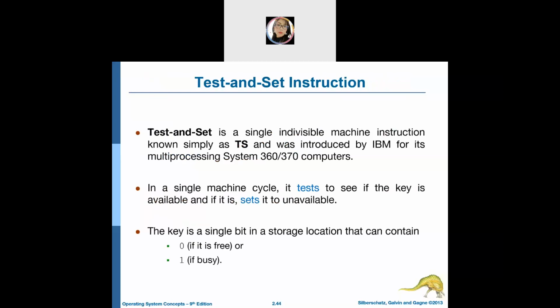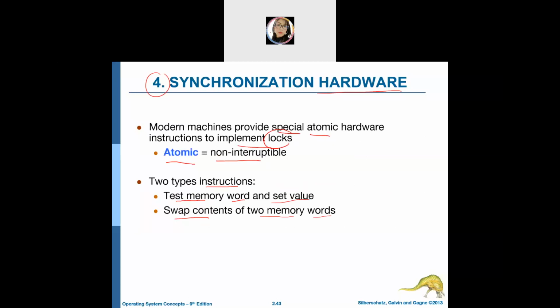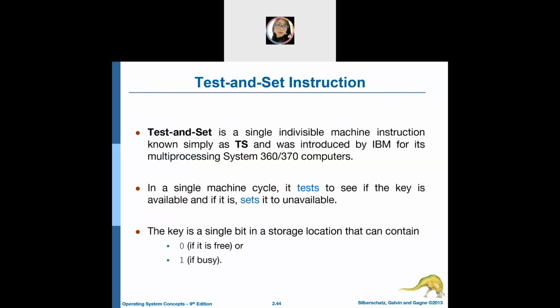So let's see one by one. Just now you have test and set, and another one is swap. So let's see the test and set first. The test and set instruction is a single indivisible machine instruction known simply as TS.